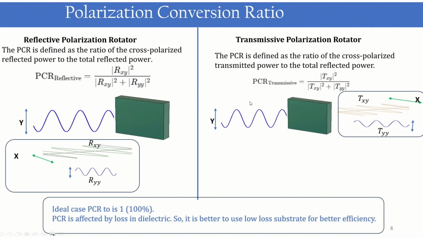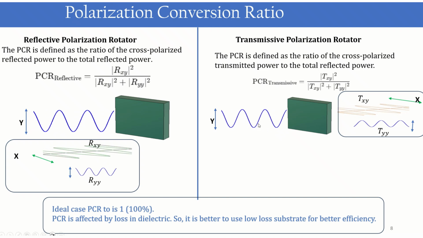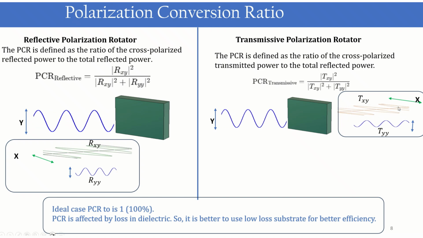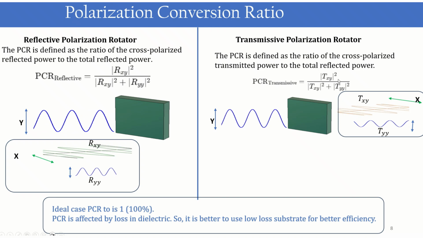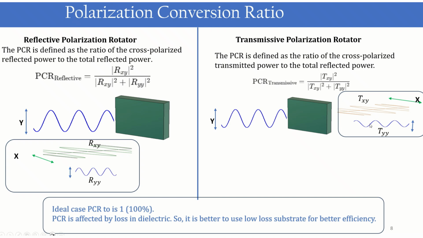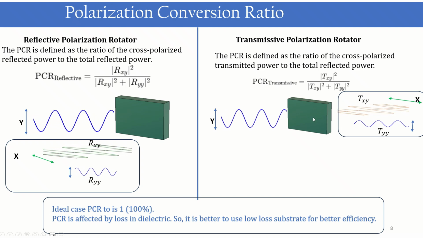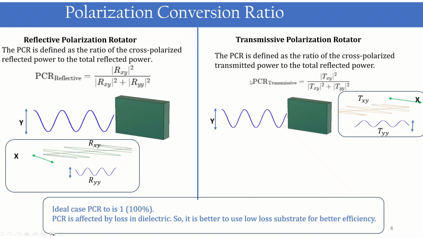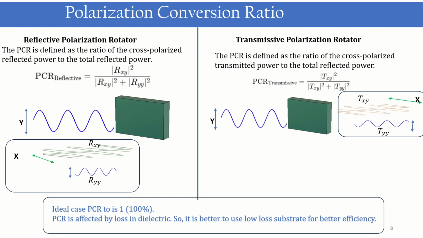So the same will hold for the transmissive polarizer. In the case of a transmissive polarizer, when a y-polarized wave is incident on it, it is converted into an x-polarized wave. So it is defined as the ratio of the cross-polarized transmitted power to the total power. Here in this case also, if this metamaterial rotator is ideal, this component will be 0. In that case, PCR will be 1, or it has 100% efficiency.